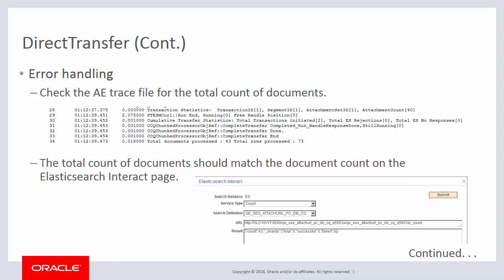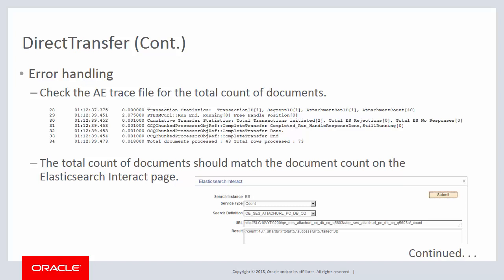You can validate whether the same number of documents are indexed on the Elasticsearch search engine. To check this, you need to open the Elasticsearch Interact page, which we've discussed earlier in this presentation. Navigate to PeopleTools, Search Framework, Search Admin Activity Guide, Configuration Activity, and then Search Instance. On the Search Instance Properties page, select the Elasticsearch Interact link.